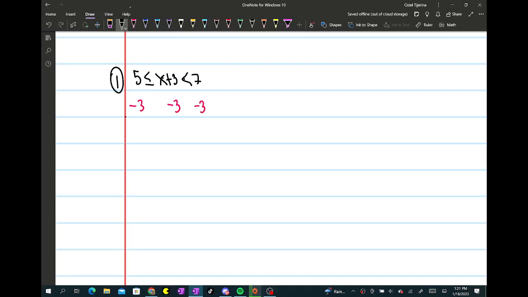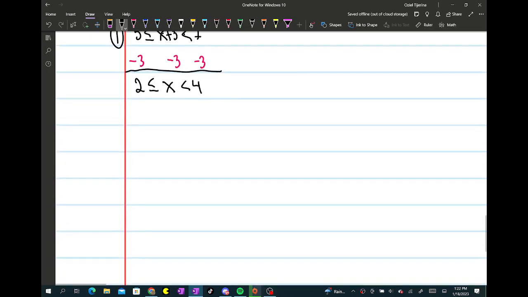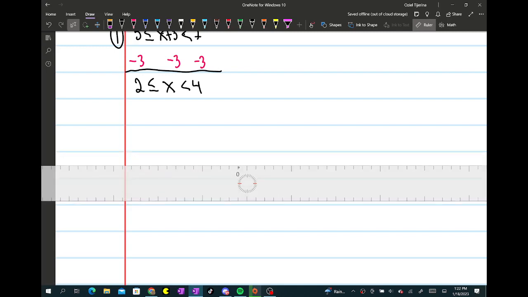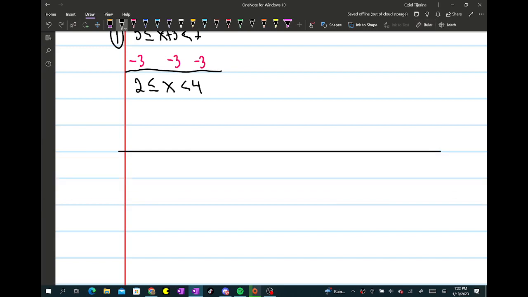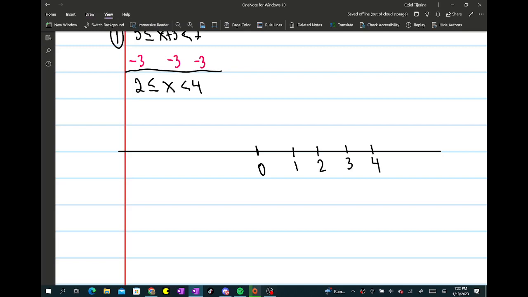That'll give me 5 minus 3, which is 2, less than or equal to x, and this is less than 4. So on the real number line, we would graph from 2 to 4. I'll do 0, 1, and then there's 2, and then 3, and 4.